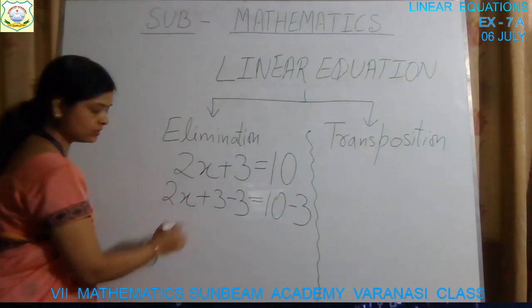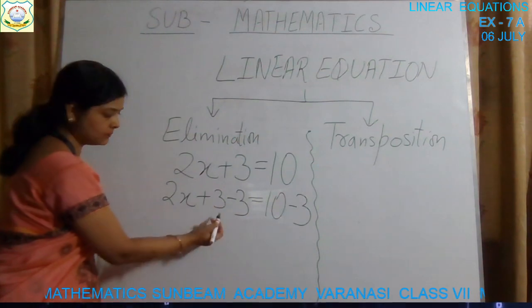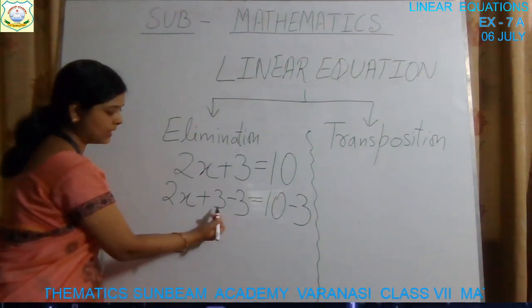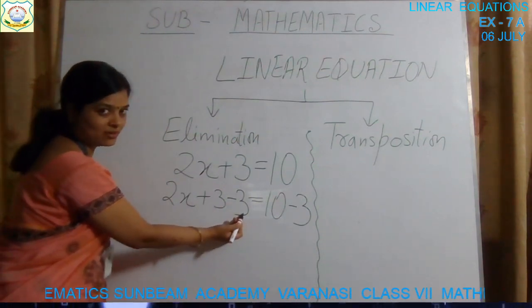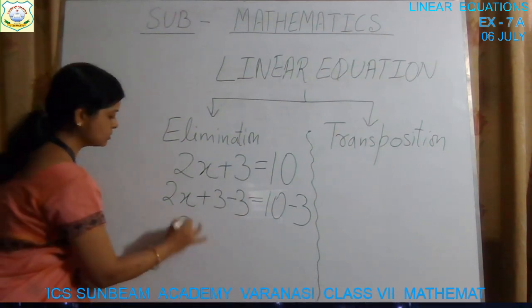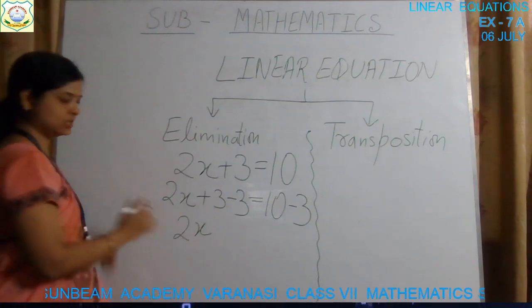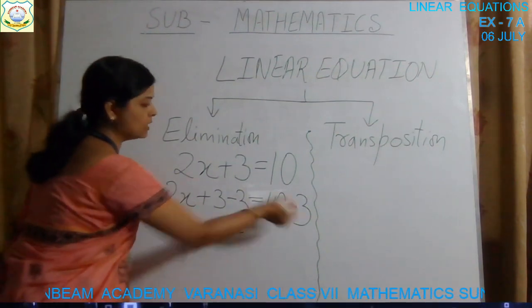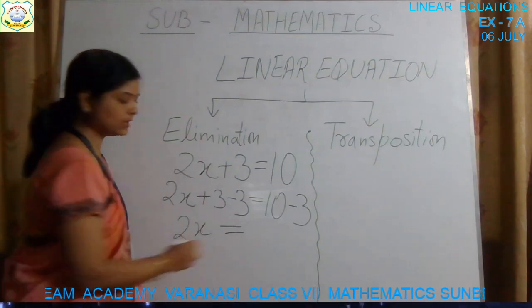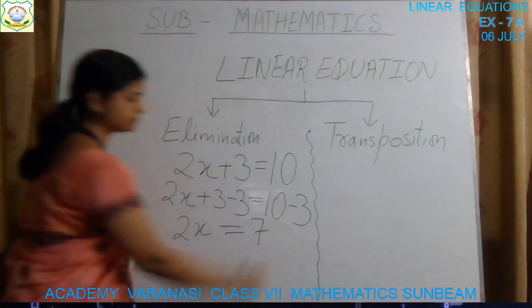So what is left? Plus 3 minus 3 will cancel out. It will become 0, isn't it? Plus 3 and minus 3. You are having 3 chocolates, you are not having 3 chocolates. Eliminate it. Nothing is in your hand, isn't it? So it will have 2x only on LHS. And towards RHS, 10 minus 3 is very easy. 10 minus 3 is 7.